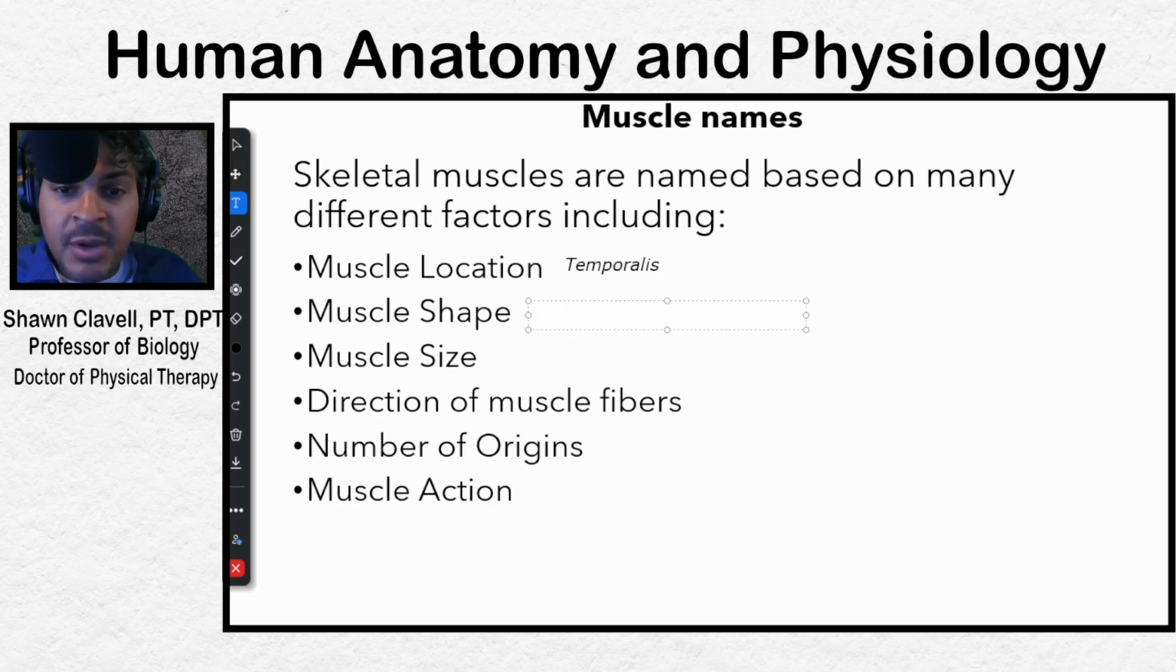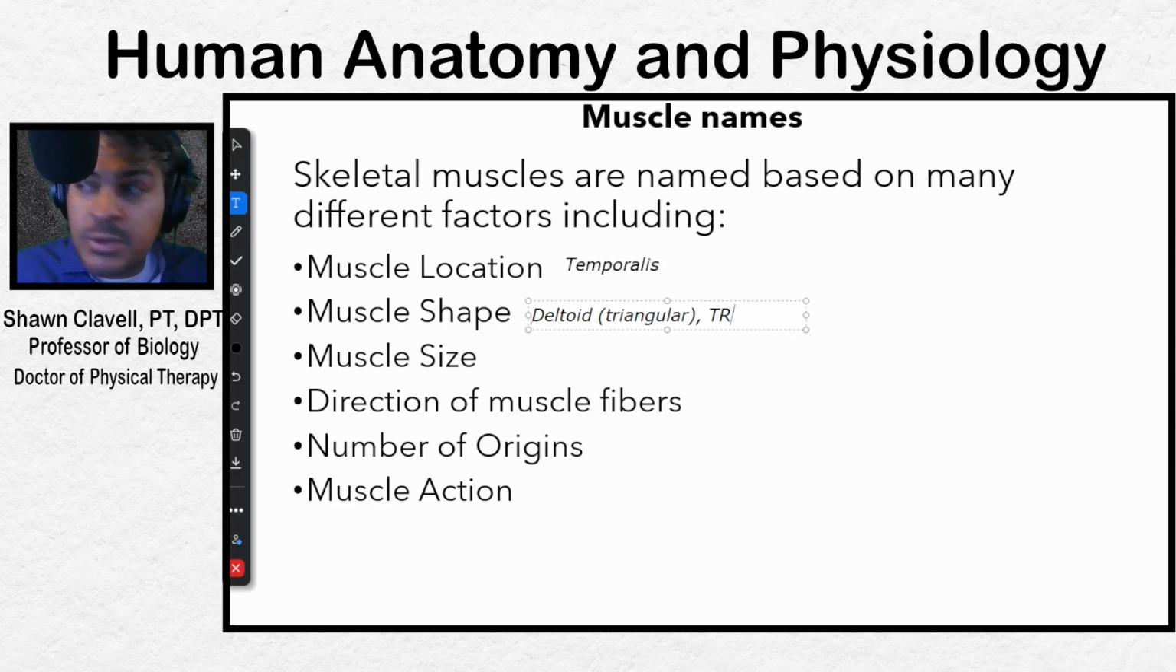Muscles named according to their shape usually have a rather distinctive shape. A muscle like the deltoid is a triangular shaped muscle, as well as the trapezius muscle, which gives the shape of a trapezoid.